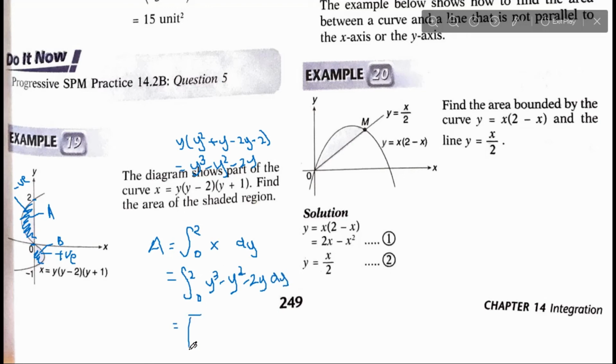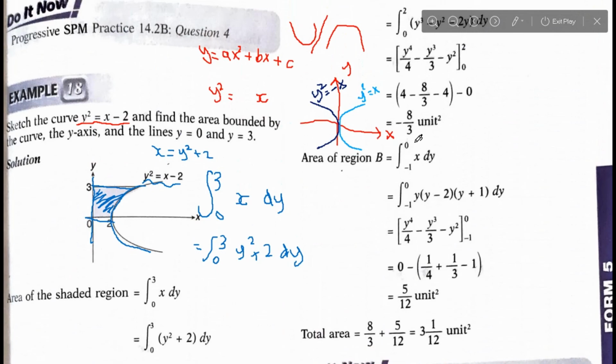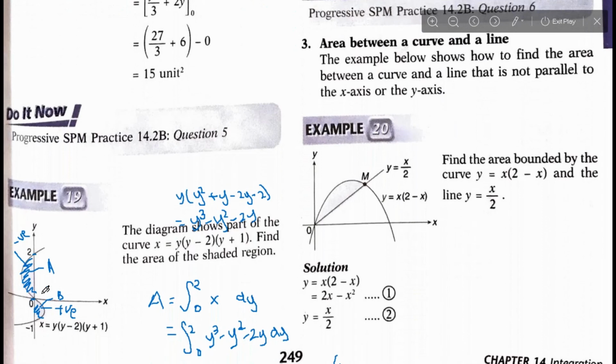Integrate this: y to the power 4 over 4 minus y cubed over 3 minus y squared, from 0 to 2. Substitute the upper limit for y: 2 to the power 4 is 16 over 4, minus 2 cubed, 8 over 3, minus 2 squared, 4. And then minus, substitute 0 for y, so 0, 0, 0, minus 0. Then you will have the answer negative 8 over 3. Negative means that the area is on the left side of the y-axis.